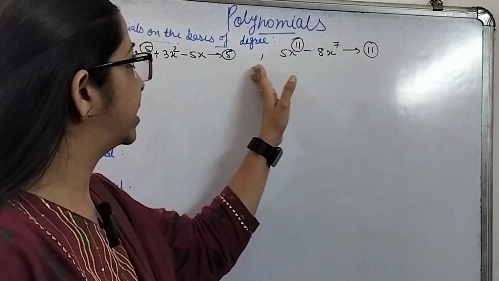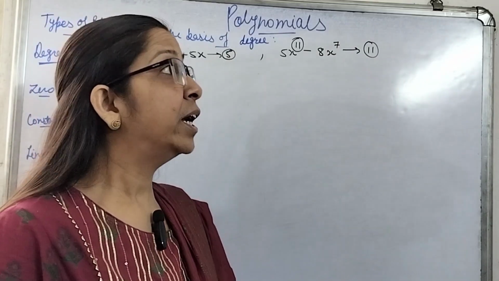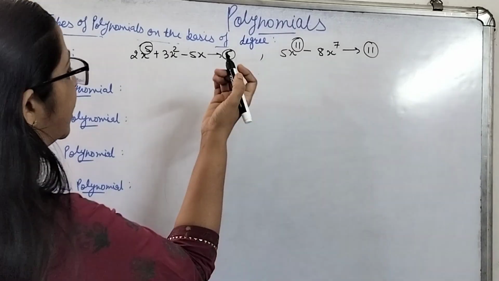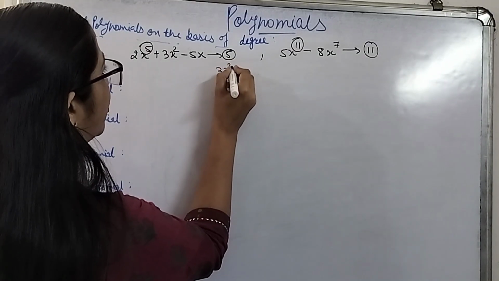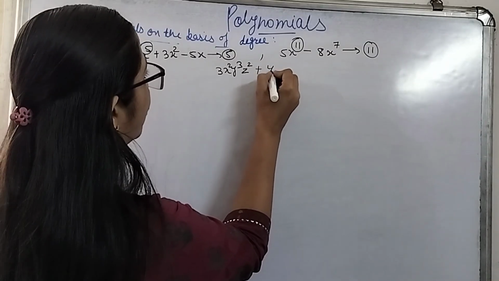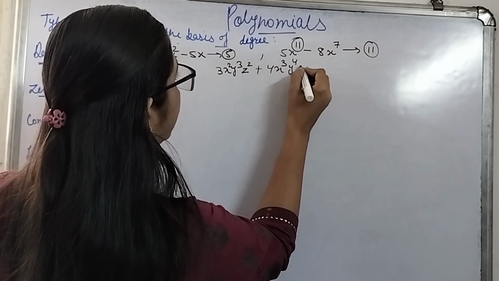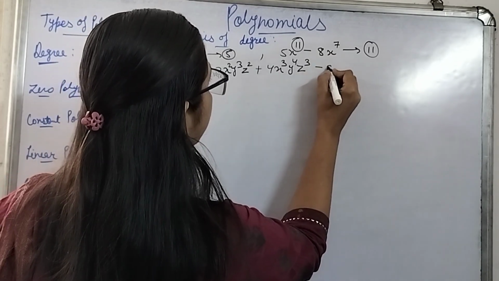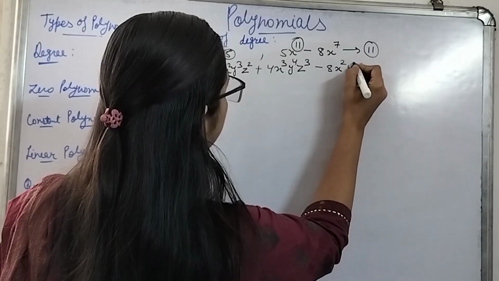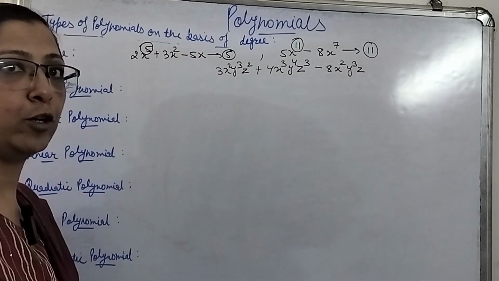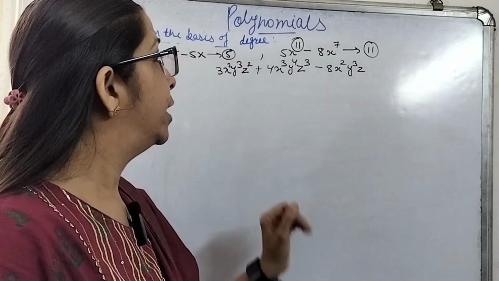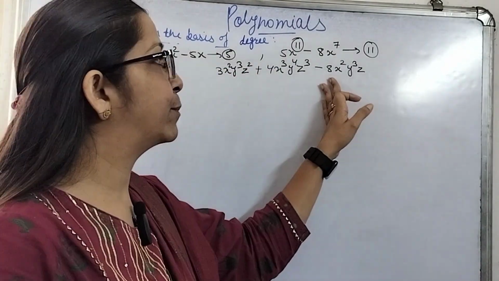So here we have taken the cases when there is only one variable. If there are two variables or more than two variables, how can we find the degree of the polynomial? Say I take an example, 3x^2 y^3 z^2 + 4x^3 y^4 z^3 - 8x^2 y^3 z. This is a polynomial in three variables, that is x, y and z. Now how do we find the degree of this type of polynomial?